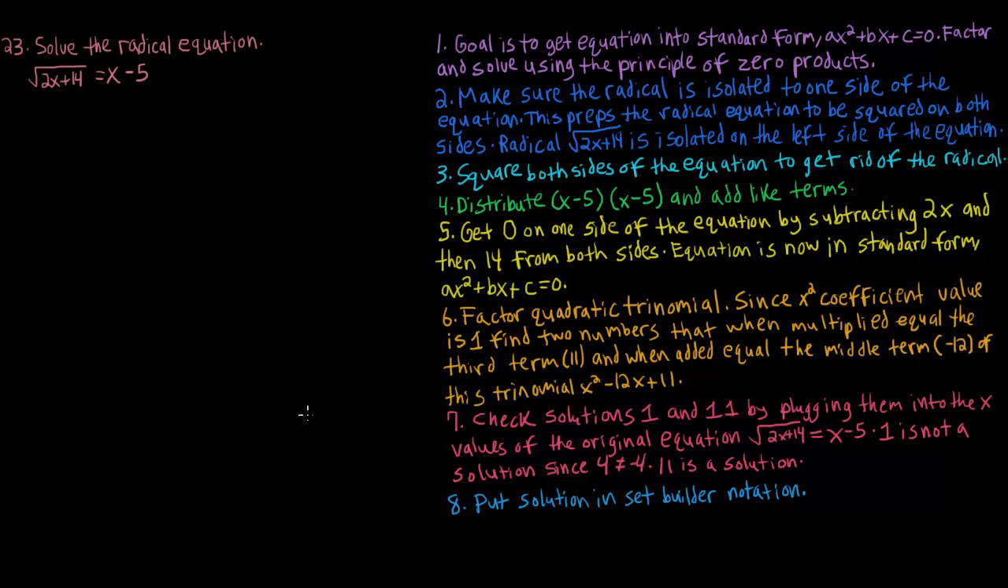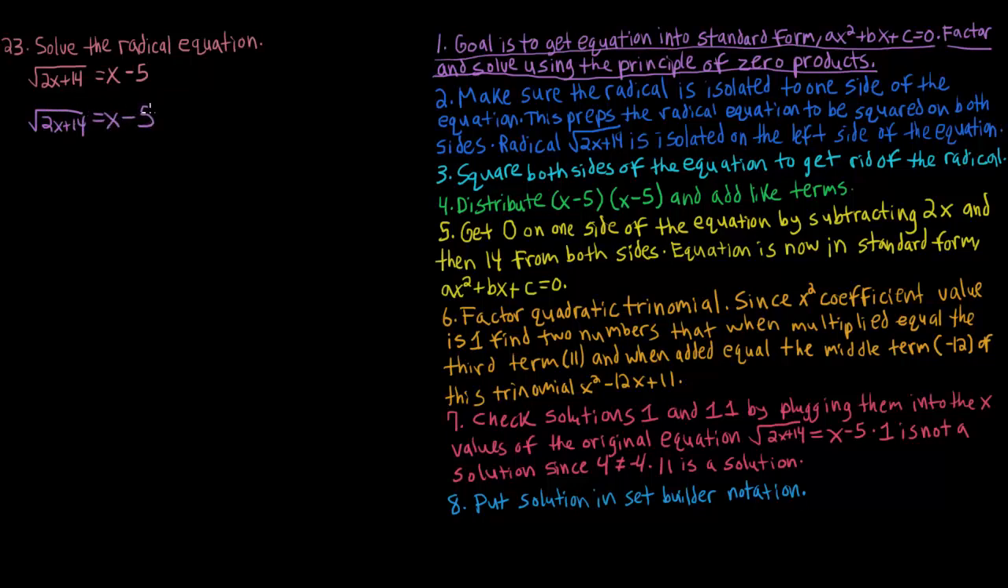23. Solve the radical equation. The square root of 2x plus 14 equals x minus 5. So step 1. Our goal is to get the equation into standard form, ax squared plus bx plus c equals 0, and to factor and solve using the principle of zero products. So let's write our equation again. Square root of 2x plus 14 equals x minus 5.